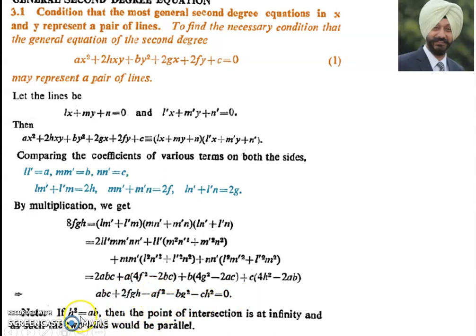Note: if h square is equal to ab, then the point of intersection is at infinity, and as such the two lines would be parallel. So this condition abc plus 2fgh minus af square minus bg square minus ch square is also written in determinant form. So let's see this determinant.